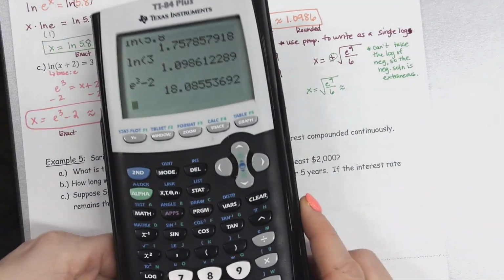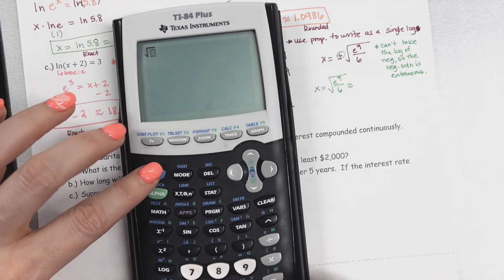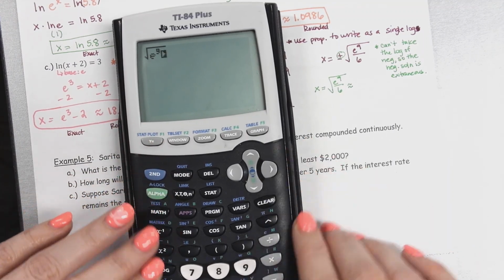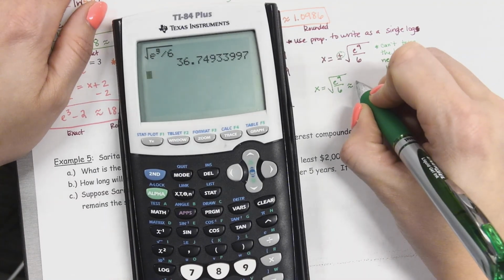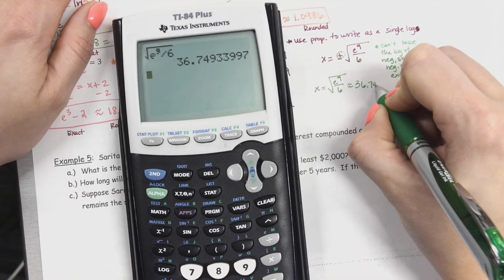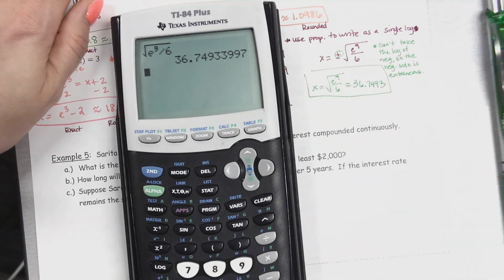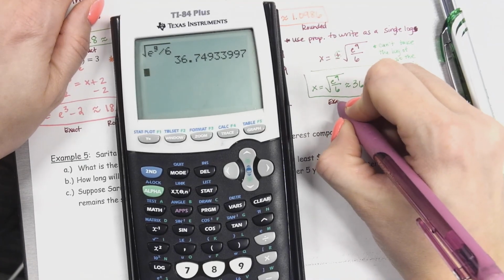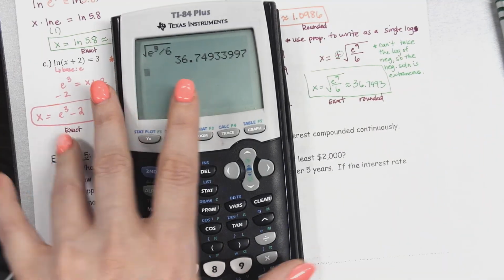And then we can calculate. So we have the square root of e to the 9th divided by 6. Okay, so that's your exact answer. That is your rounded answer.